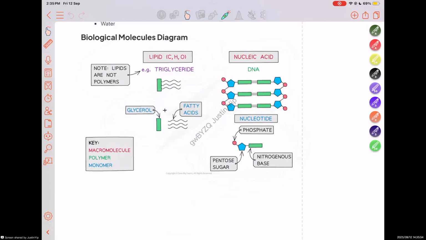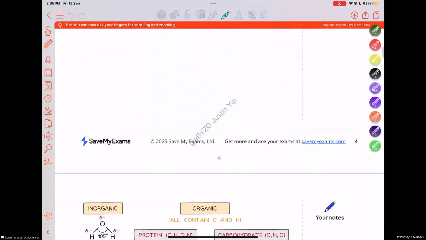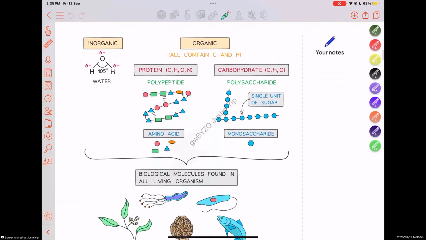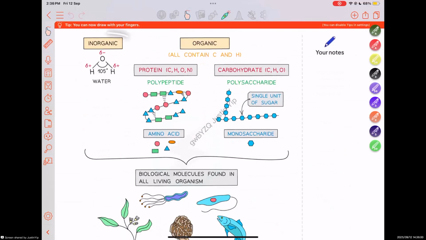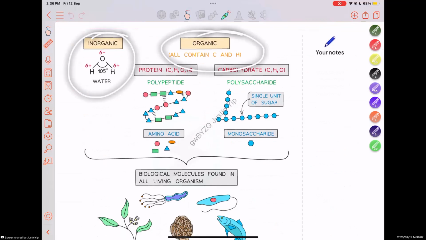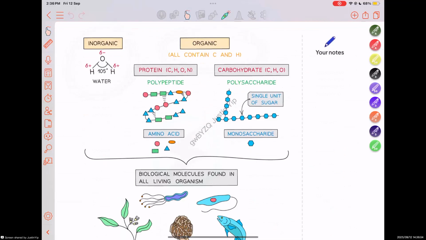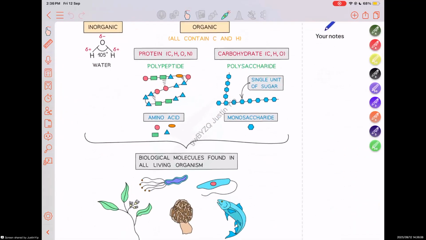Let us continue with the below part. You have something called inorganic and organic. How do you differentiate? Organic molecules all contain C and H. You will learn organic chemistry and inorganic chemistry in chemistry, but in biology, the organic part means it consists of C and H.